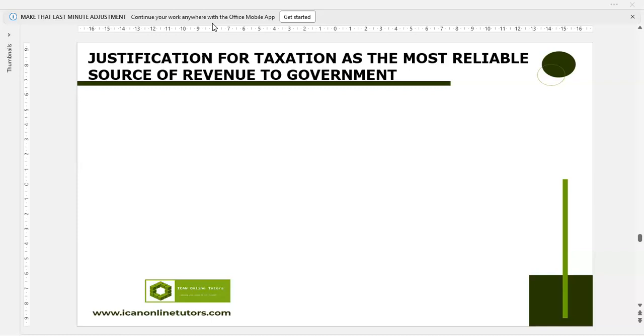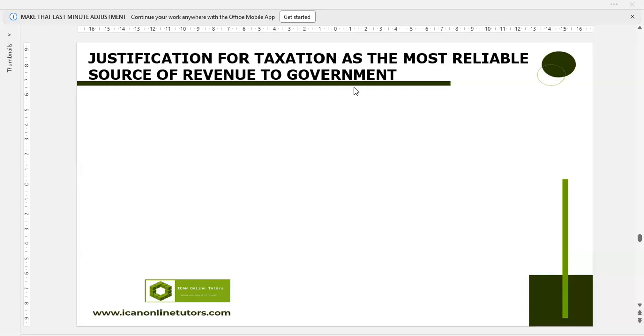Okay, so Ambrosia, you can unmute your mic to speak. You have 5 minutes. Justification for taxation as the most reliable source of revenue to government. Well, it is one of the sources of revenue to government. But if you say most reliable source, I don't think so, because people find a way not to pay tax. You understand? But if there are appropriate measures set in place to enforce compliance, I think it's a very reliable source. And why I don't feel it's the most reliable source is because of corruption.